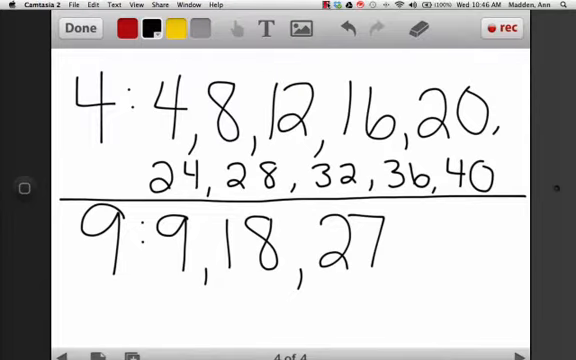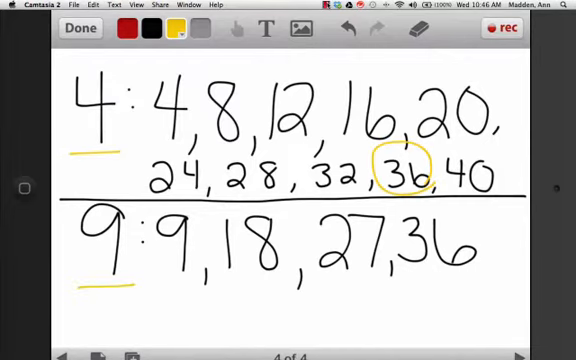So I left off at 9 times 3 is 27. 9 times 4 is 36. Hey, I found it. My least common multiple between 4 and 9 is 36.